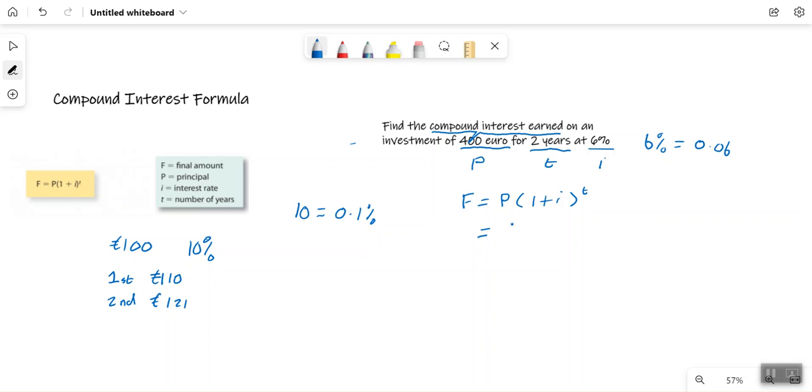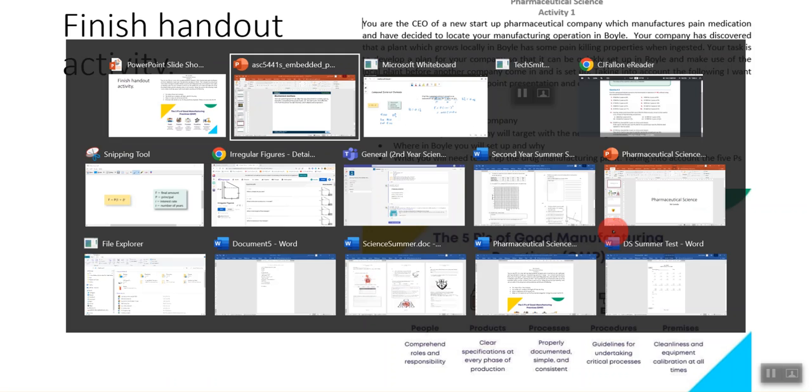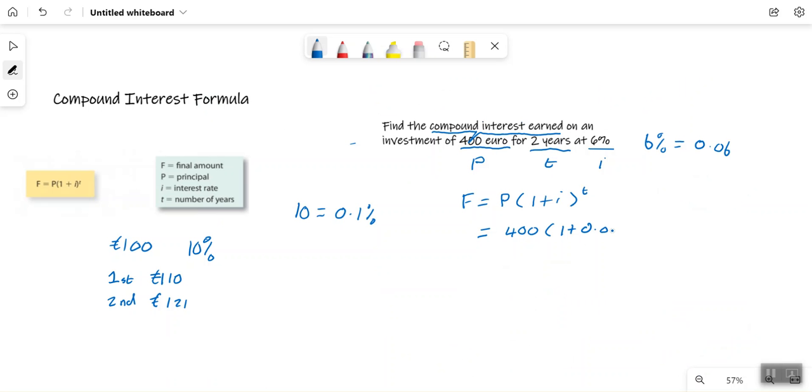So that's going to be equal to 400 multiplied by 1 plus the interest rate in decimal form. The interest rate is 6%, so if we change that into a decimal, it's 0.06, and the time then is 2 years, so it's all to the power of 2. Okay, so that's what it looks like.